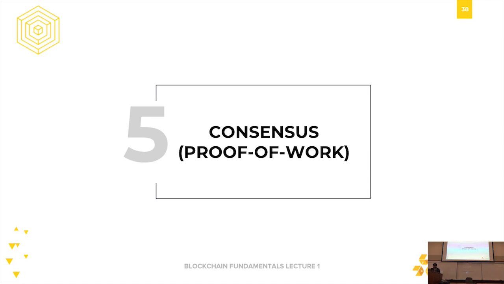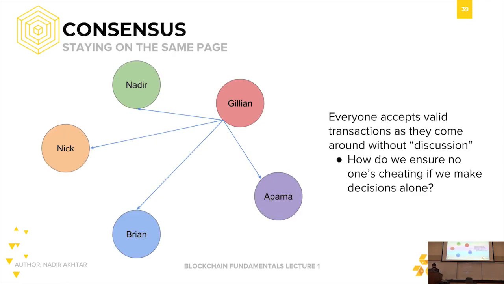Consensus. Proof of work. This is what enables every party in the Bitcoin network to stay on the same page as every other node. We know how to identify people, how to make transactions, how to store this information, but we don't yet know how to make an update to this global record. So let's keep in mind the goal of this and the necessity for consensus between parties.